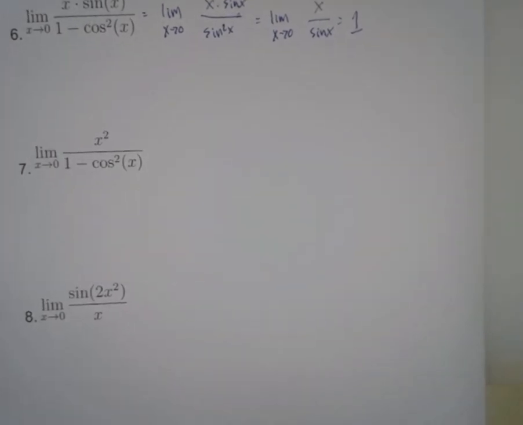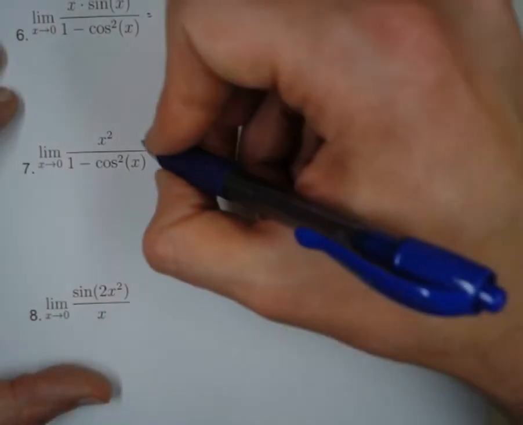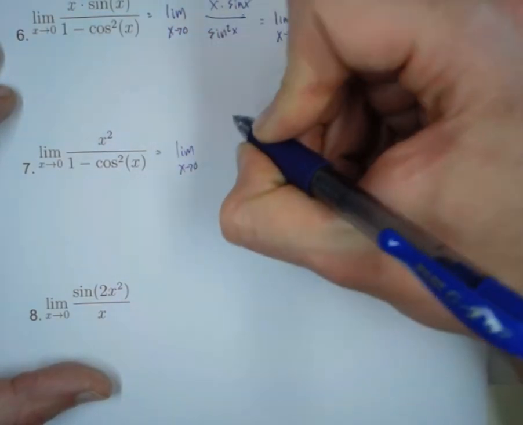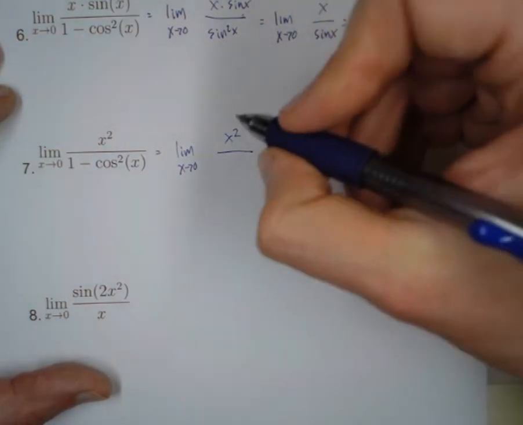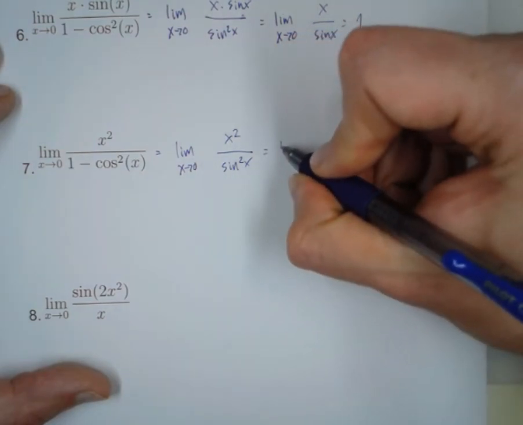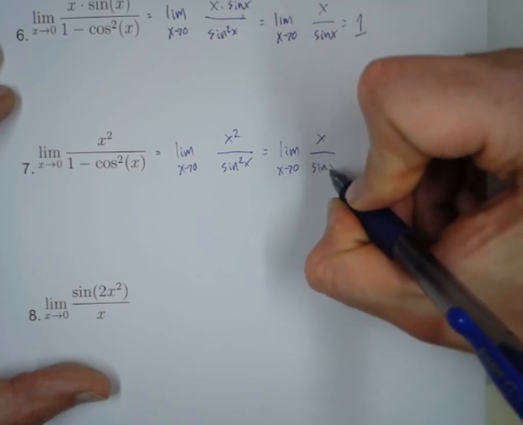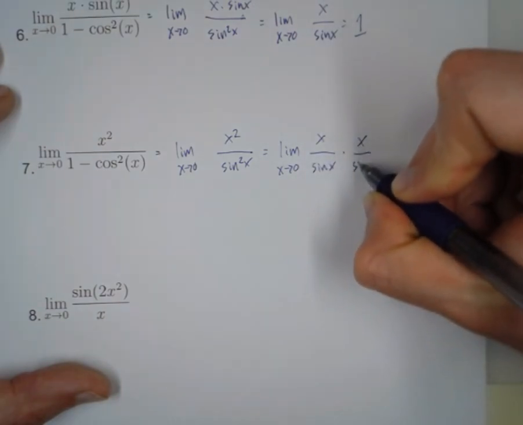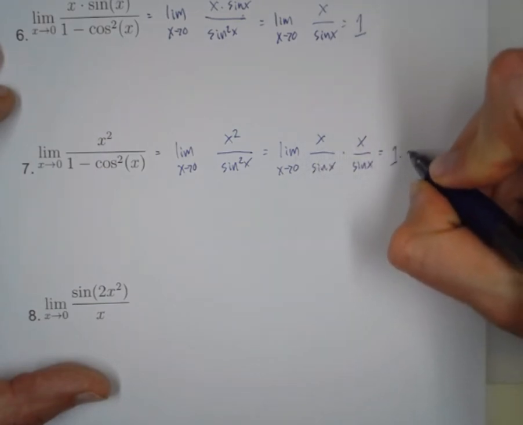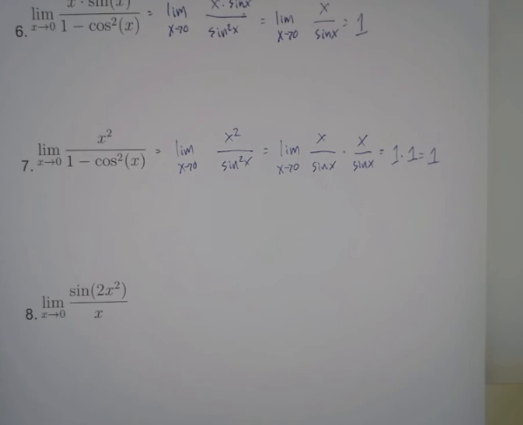So with number 7, here, similar to the identity that we used above, here we're going to write this as limit as x approaches 0 of x squared all over sine squared x. And then I'm going to break this up. Limit as x approaches 0 of x over sine of x times x over sine of x. Well, each one of these limits as x approaches 0 is just 1. So 1 times 1 gives us a limit of 1. All right.